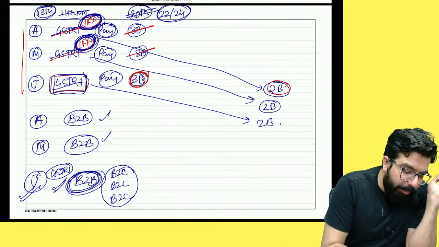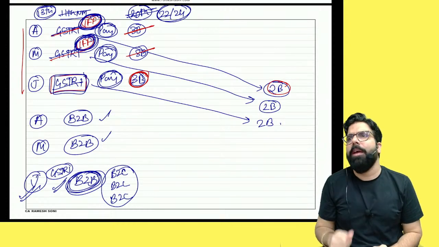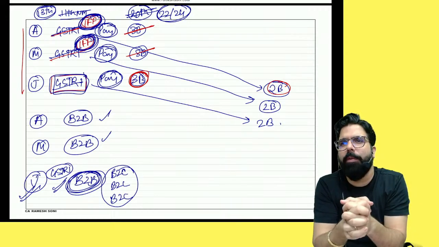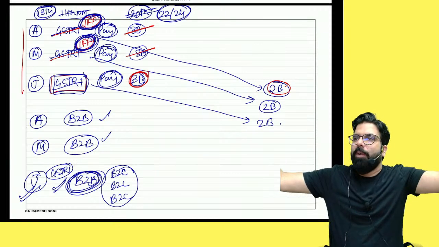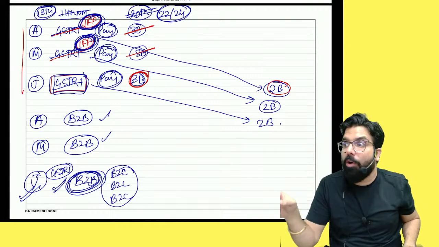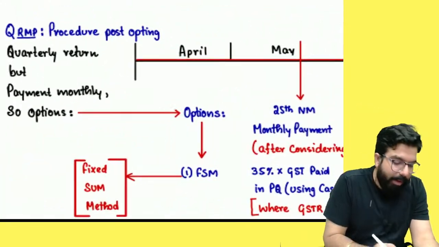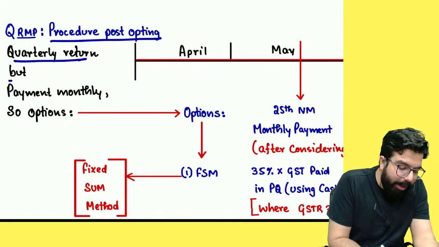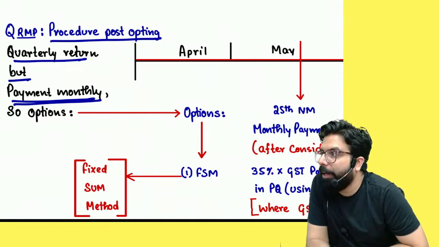But what about this payment? If I am not going ahead and filing my GSTR 3B, how will I know what is my output, what is my input, how much do I have to go ahead and pay? Yes or no, everyone? You will tell the government, I will do calculation quarterly. When I file my GSTR 3B, that time I will do the calculation and I'll make the payment. But government wants the payment monthly. So over here, it says procedure post opting. Once you have opted for QRMP scheme, quarterly return, but payment has to be done monthly.